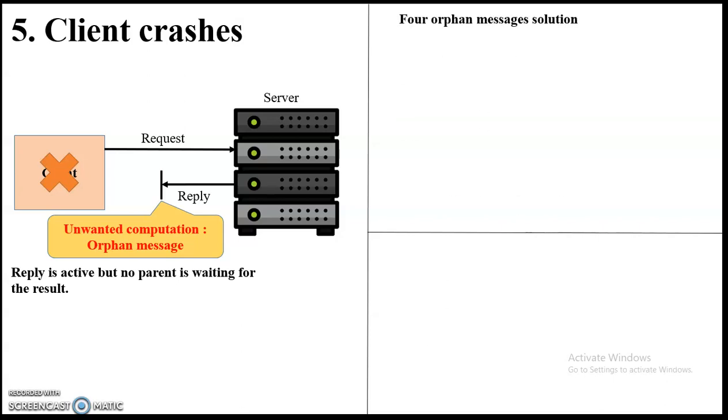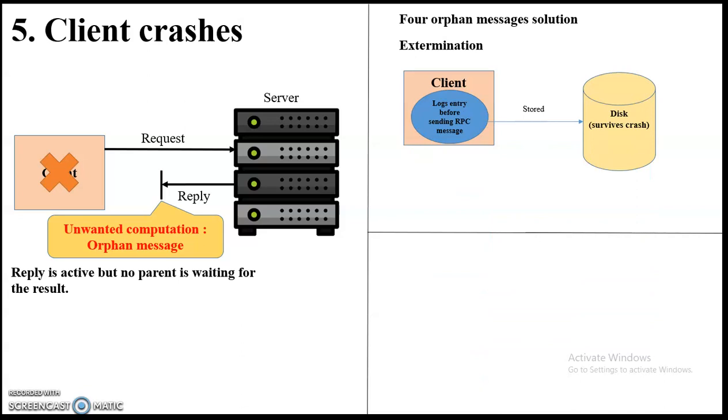There are four orphan message solutions. The first is extermination. Here a client keeps a log entry of all the RPC messages, and this RPC message log is kept on a disk which survives the crash. Now let's say the client gets rebooted. When the client is rebooted, it checks the log, and if there are orphan messages in the log, those orphans will be killed.